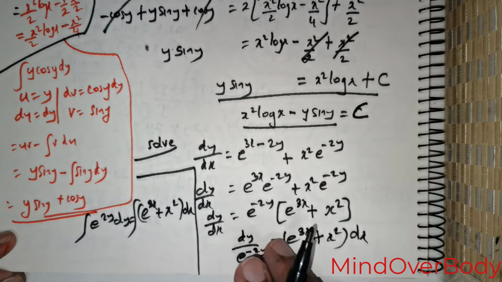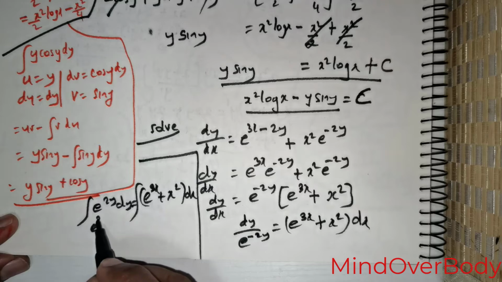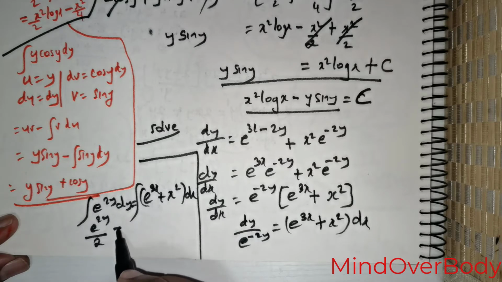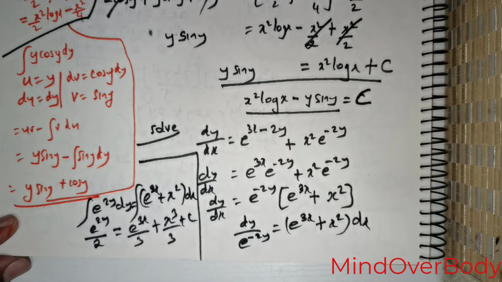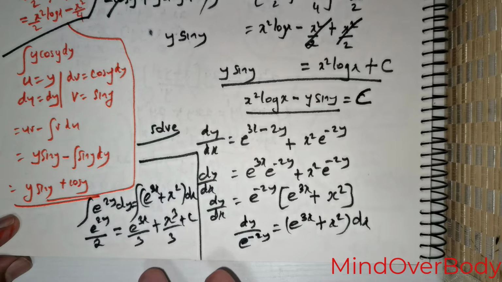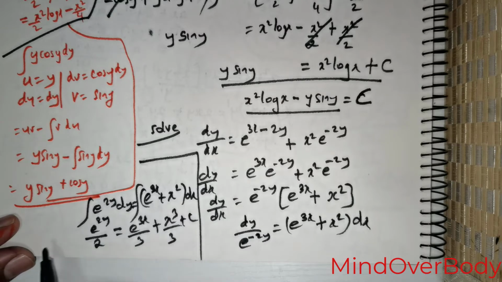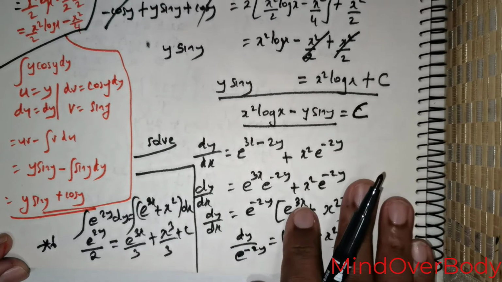If I were to integrate both sides, this is going to be e raised to the power of 2y divided by 2 is equal to e raised to the power of 3x divided by 3 positive x to the power of 3 divided by 3 positive c. So this is what we have got. Now of course you can rewrite this based on your requirements, and what I would do is multiply throughout by 6. If I were to multiply by 6, let me write that down.